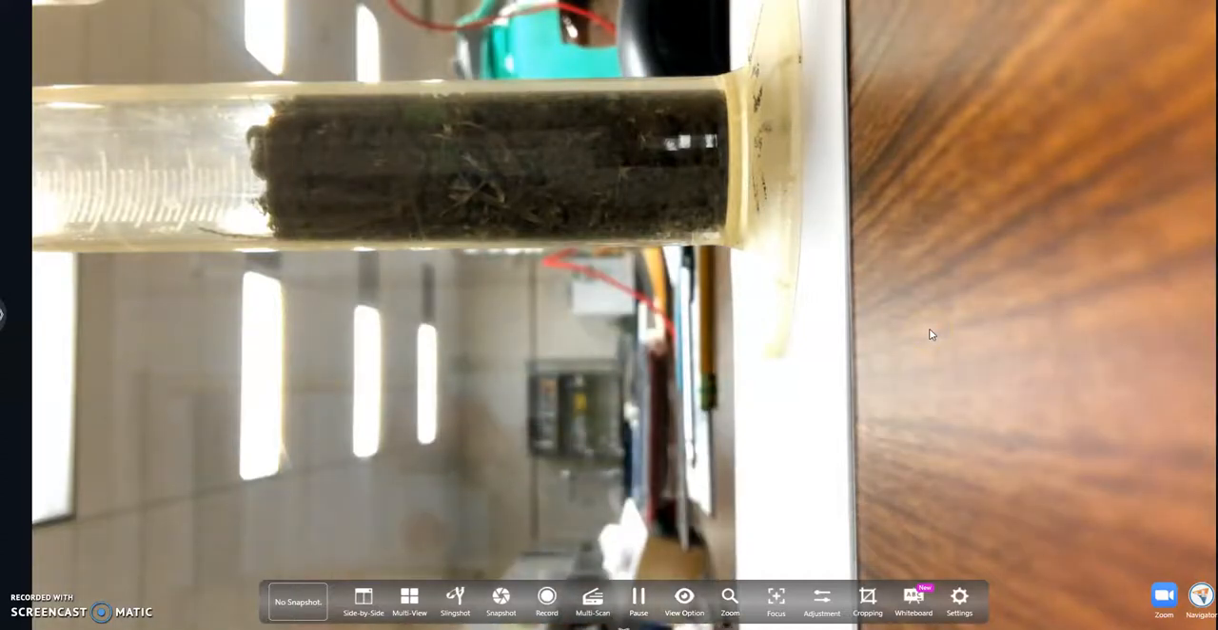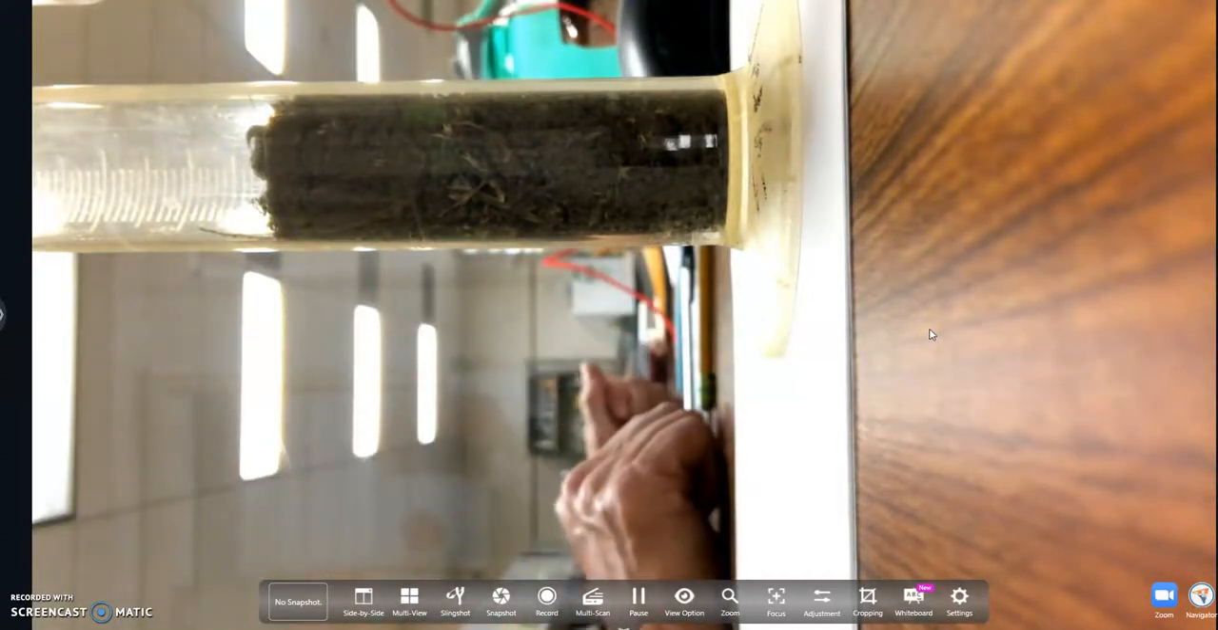Okay, so I'm going to start this video with it sideways, and you'll see why in a minute. What we've got here is a soil sample that we took from the prairie. We want to analyze our soil based on what kinds of particles it contains.